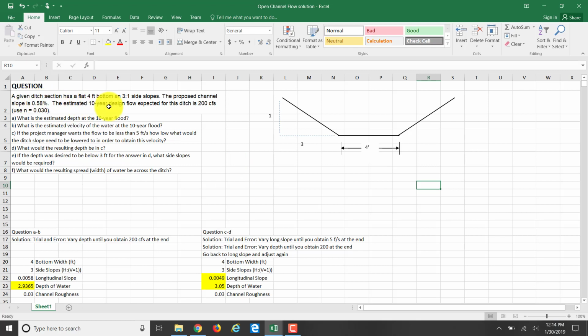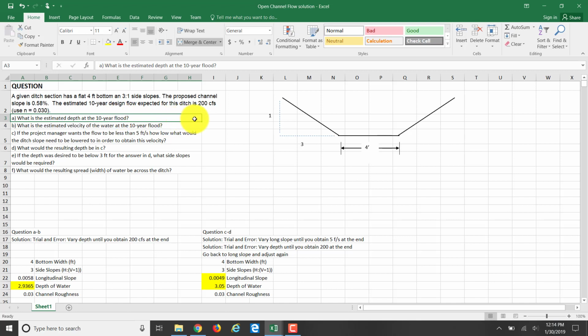A given ditch section has a flat bottom of 4 feet, which is over here, a 3-to-1 side slope, which is 3 horizontal and 1 vertical. The proposed channel has a slope of 0.58%, and the estimated 10-year design flow expected for this ditch is 200 cubic feet per second. And we're going to be using a friction factor of 0.03.